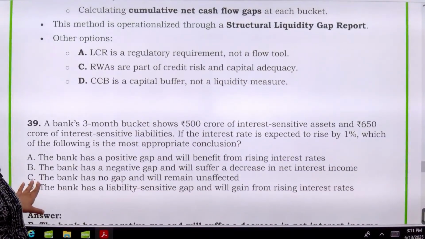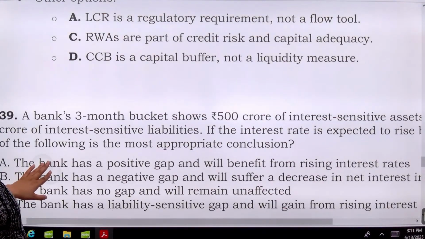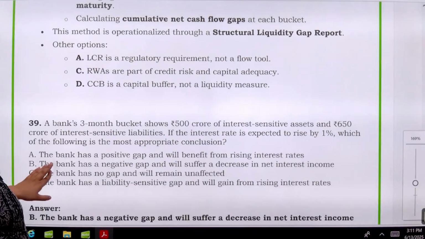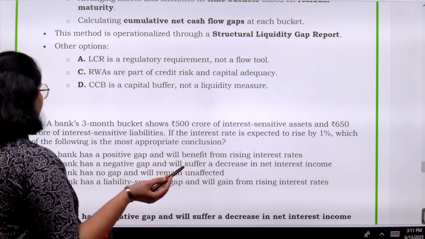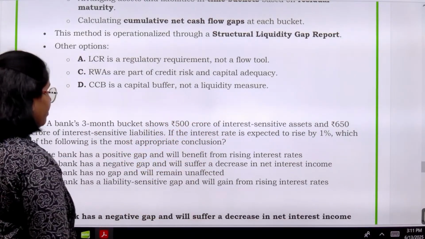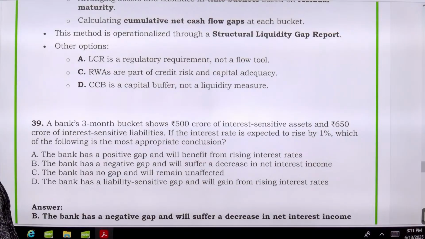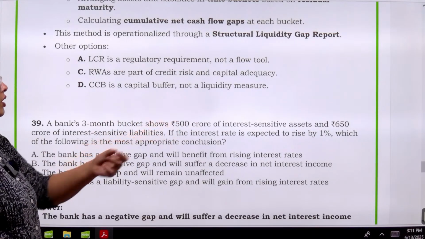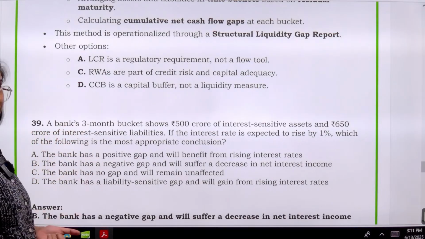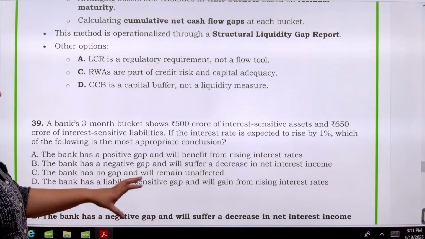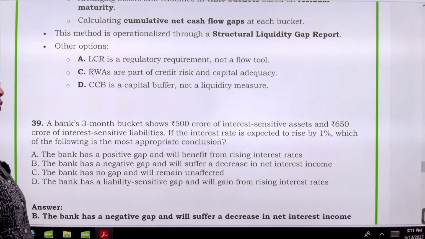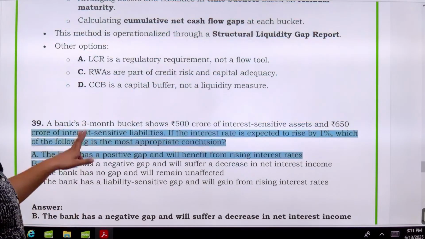Now, a bank's 3-month bucket shows 500 crore of interest sensitive assets and 650 crore of interest sensitive liabilities. Now, if the interest rate is expected to rise by 1%, assume the repo rate is being increased by 1%, what would be the most appropriate conclusion? Now 500 crore worth of assets, 650 crore worth of liabilities. Over here you have got more liabilities, so the bank has a negative gap and it is going to suffer a decrease in net interest income. Why? Because the liabilities are more, obviously, clearly.